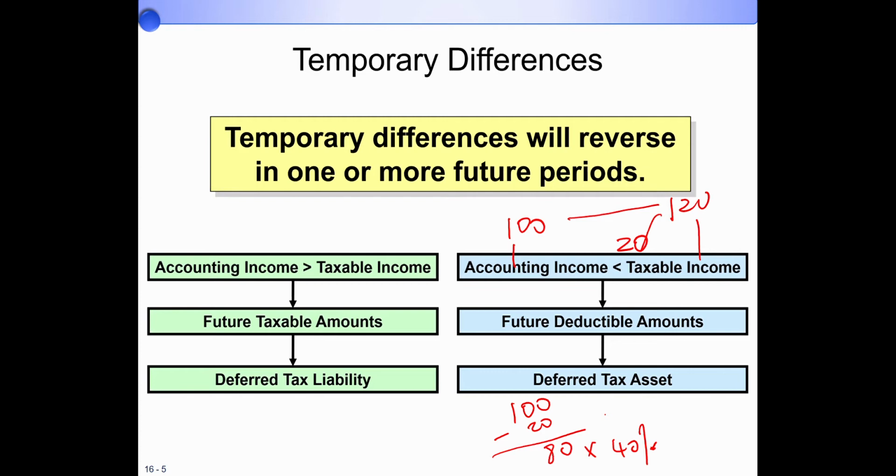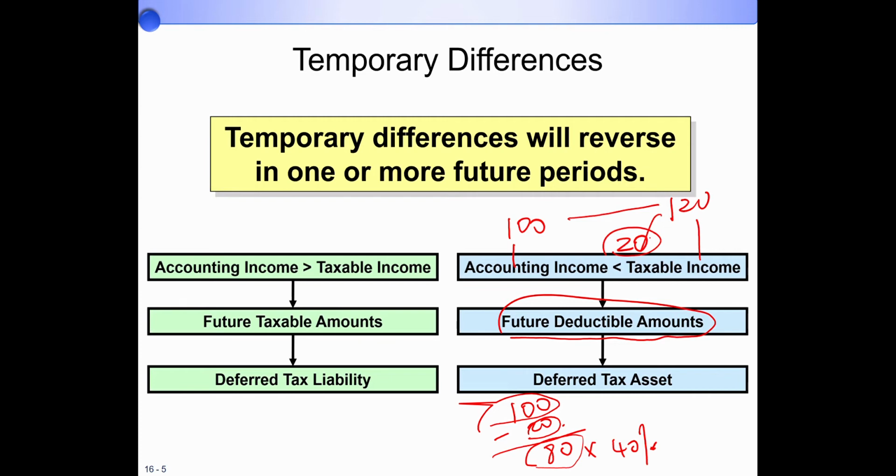Okay, so we call that 20 here a future deductible amount. In the future, you can deduct. When you make a profit like this, next year you made a profit of 100, you can deduct this 20. You don't need to pay tax again, right? Because you paid already. So the taxable income next year will be 80 only. So we call this 20 a future deductible amount. You can deduct that amount in the future because you paid tax already.